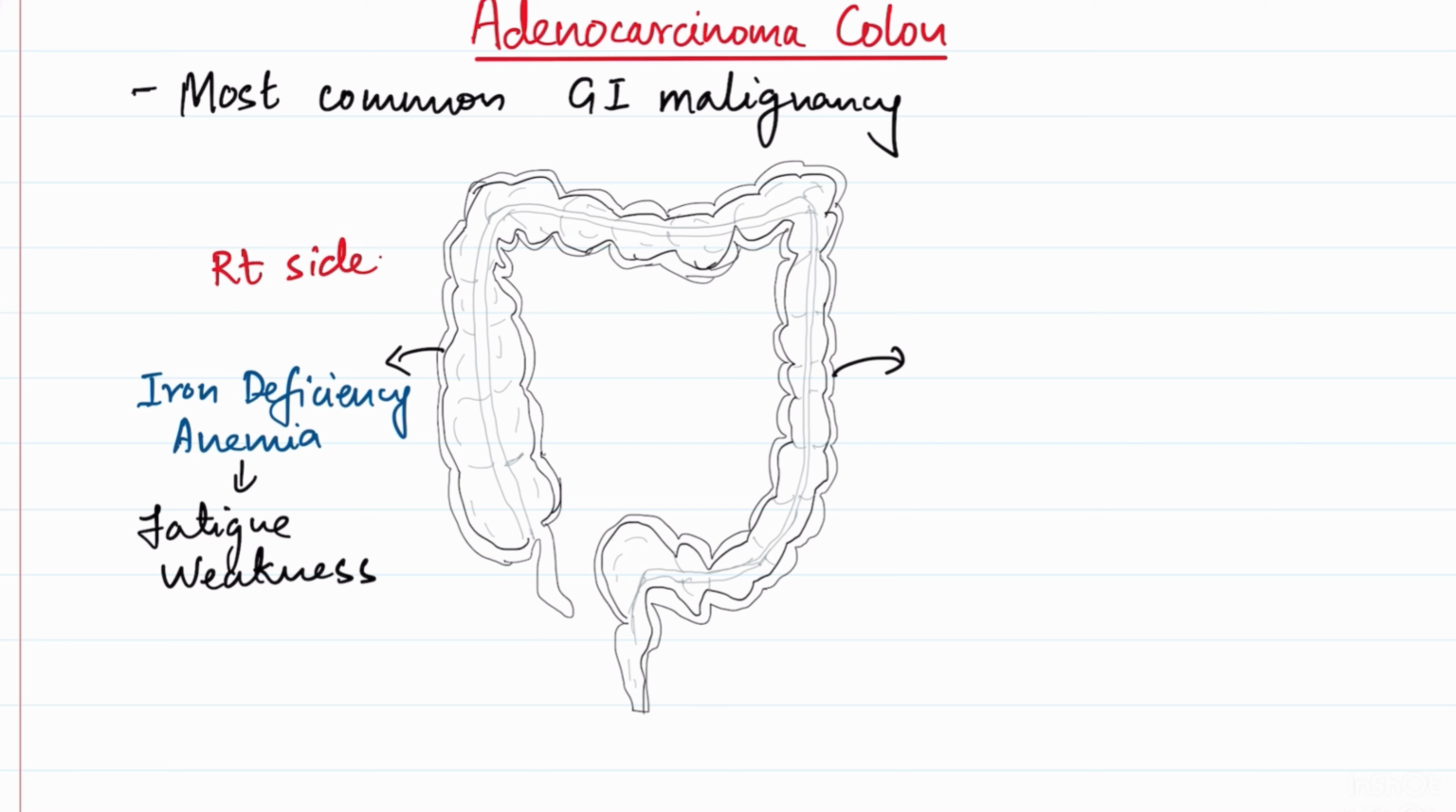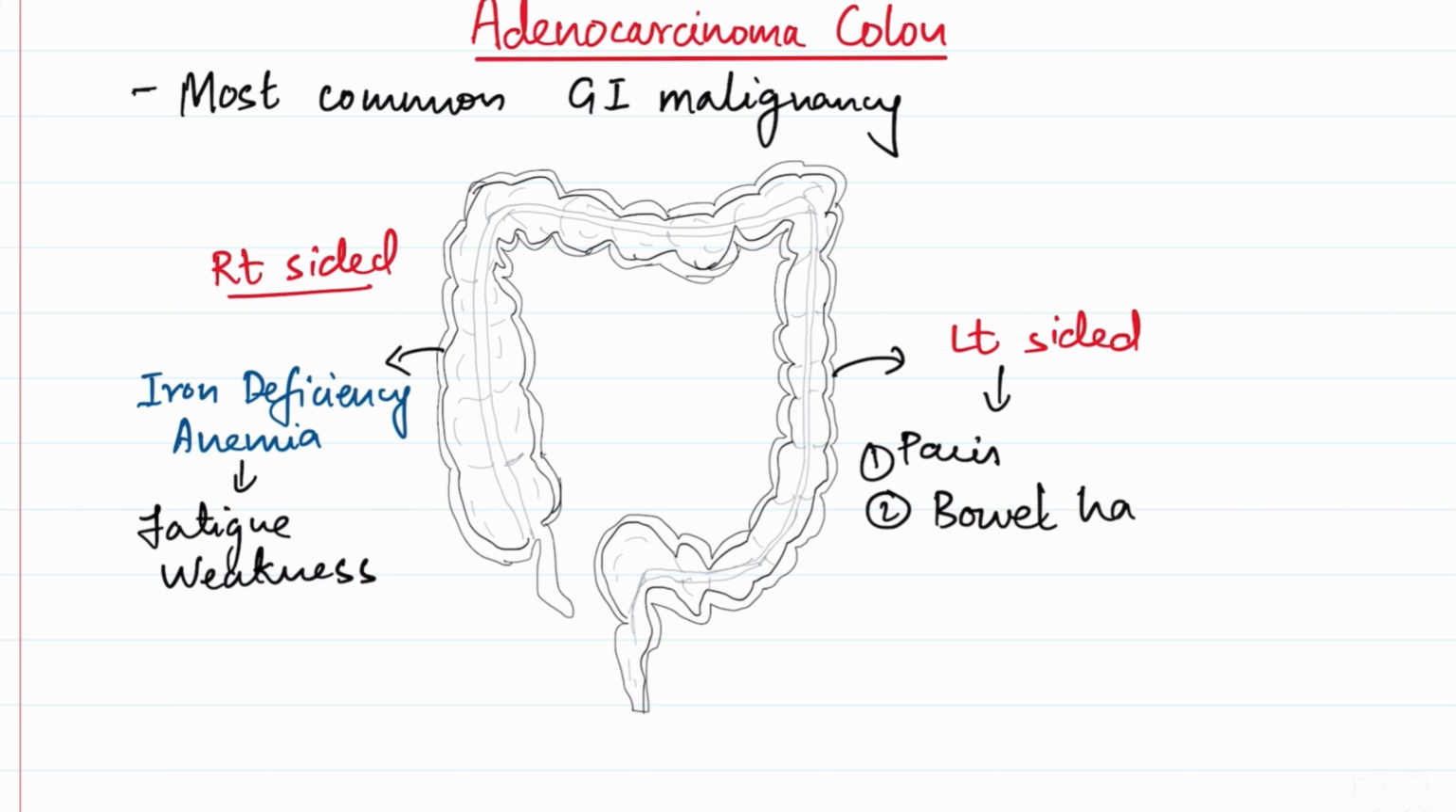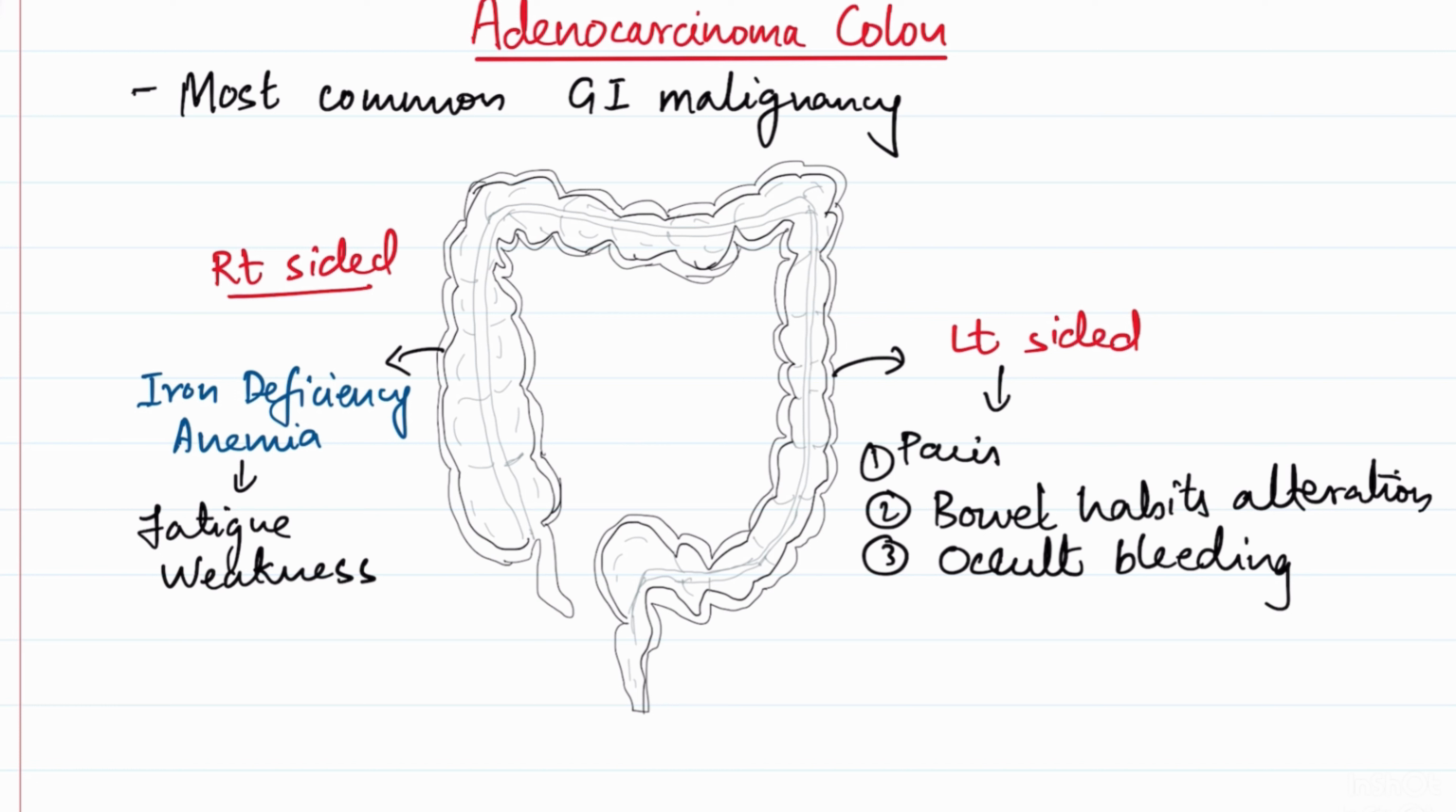Now, when the carcinoma affects the left side, usually the patient presents with either pain over the left part, over the lower quadrant of the abdomen, or there may be alteration in bowel habits. So the bowel habits could get altered, or there might be occult bleeding, which could be tested. So any of these three features are usually seen. Along with that, there could be other features which are seen in any type of cancer, which could include weight loss and so on. So that's about the clinical presentation.